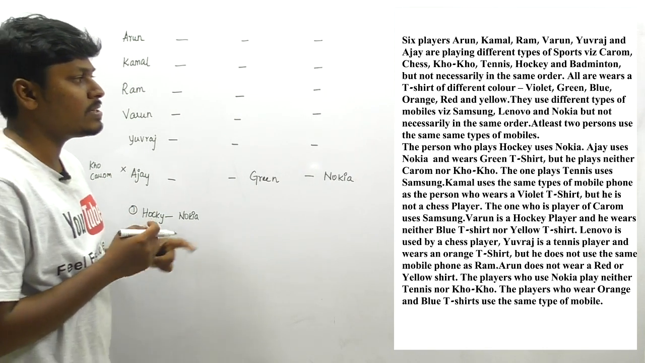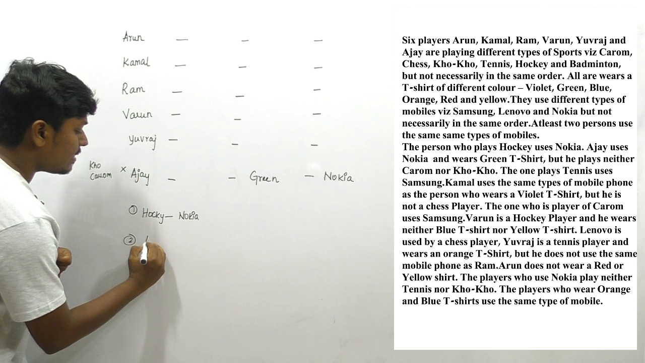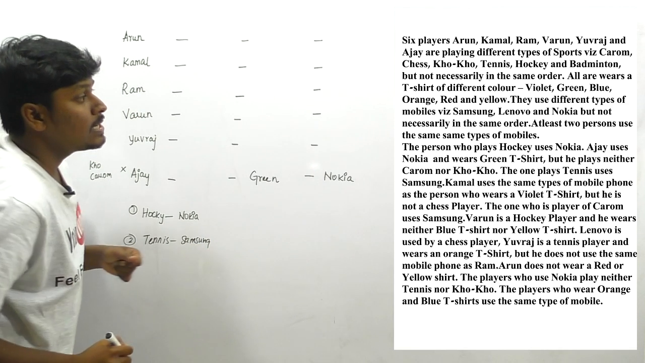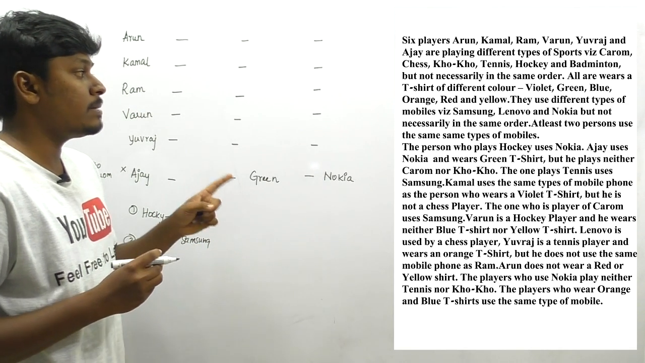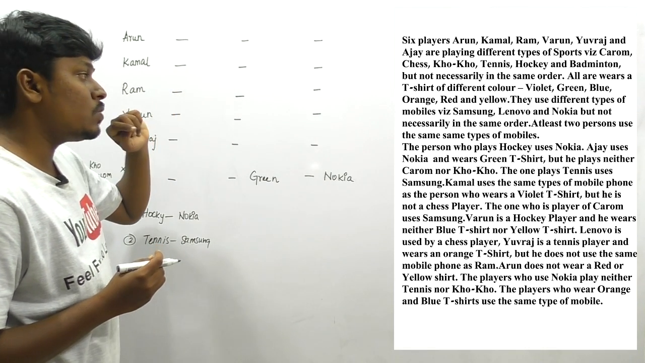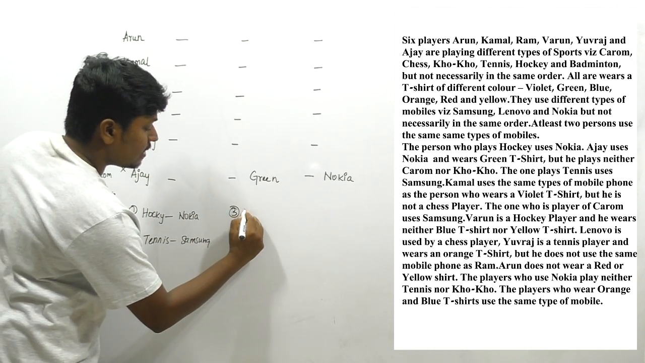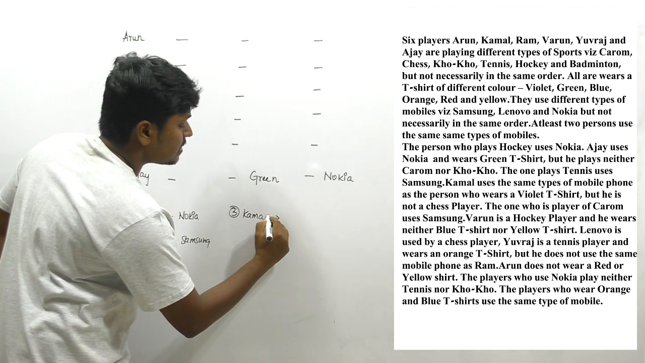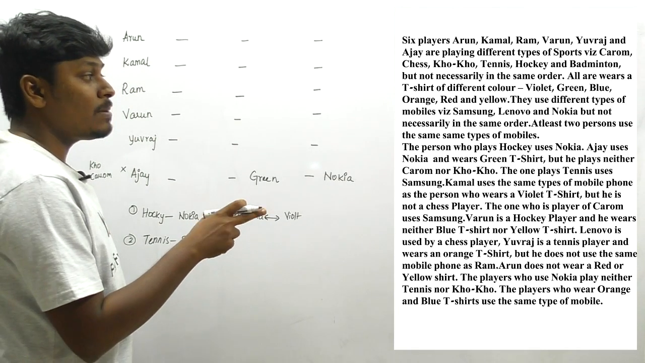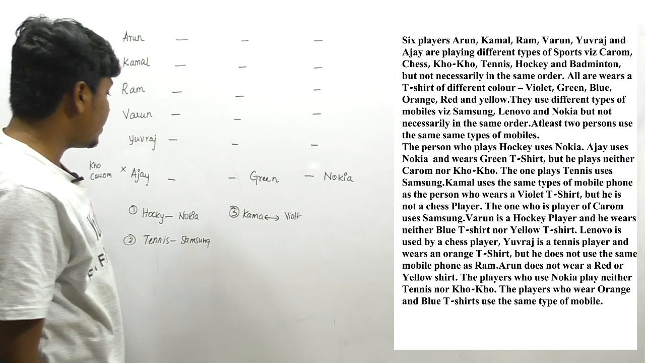So let me see the next line, friends. The one who plays tennis uses Samsung. Next, they have said that Kamal uses the same type of mobile phone as the person who wears a violet t-shirt. Oh my god, we can't substitute anything yet. So I can say this is condition number 3: Kamal uses the same phone as violet. We don't know what phone he is using, but he is not playing chess. Still, we can't substitute anything here.